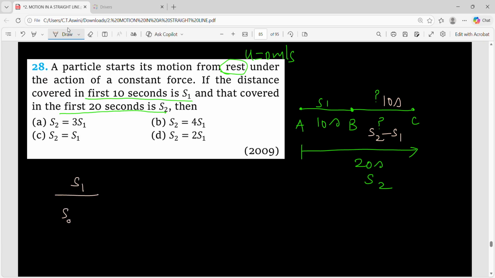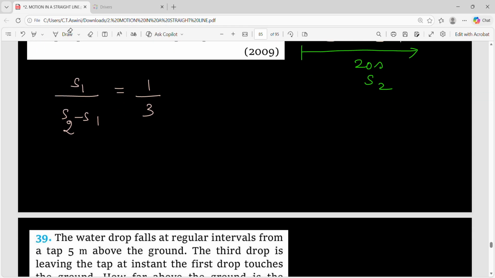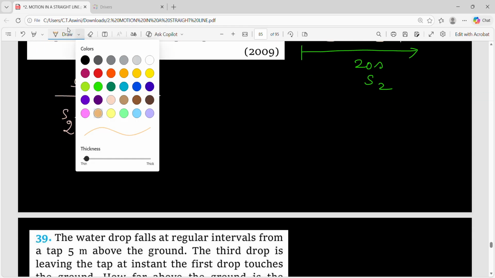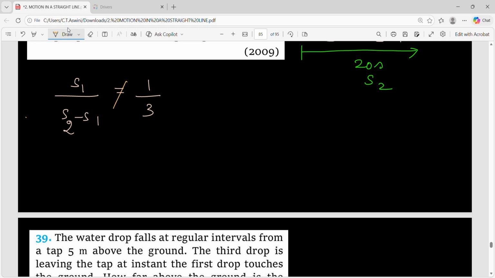Successive distances S1 upon S2 minus S1 will be in the ratio of what? Odd numbers, right? So I can write it as 1 upon 3. Equal times, and these are successive distances, so their ratio will be in the odd numbers. Just simplify now. Do the cross multiplication. 3S1 is equals to S2 minus S1. Now 4S1 is equals to S2.